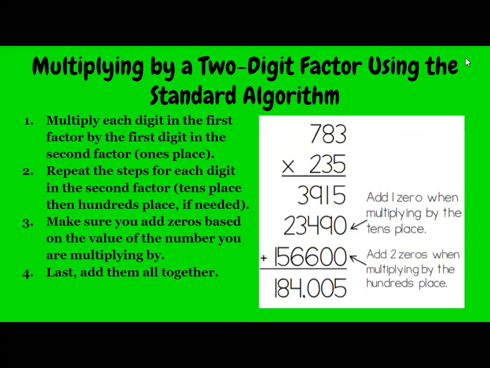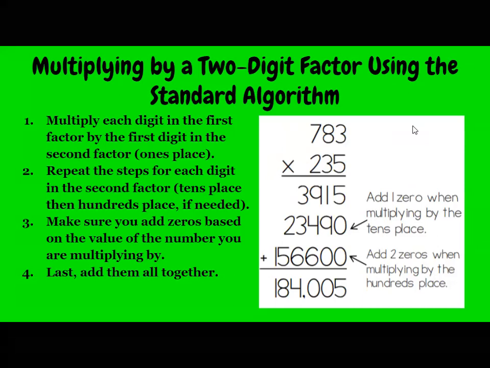So now we're going to take a look at multiplying by a 2-digit factor using the standard algorithm. And in our example, we have a 3-digit factor. We're still doing the same steps. We're just going to take it one step further. In step 1, we multiply each digit in the first factor by the first digit in the second factor.